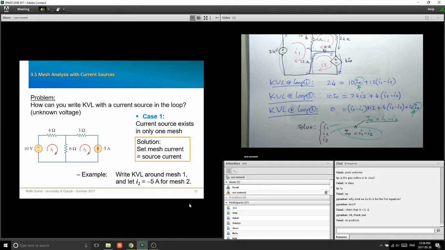So this is how you cope with the presence of a current source. But that was the first case, when the current source was existing in only one mesh. It wasn't shared. If it's shared, it becomes a bit more difficult.